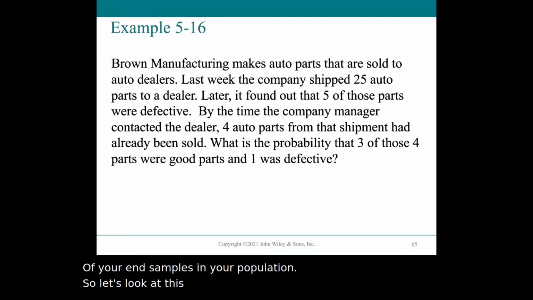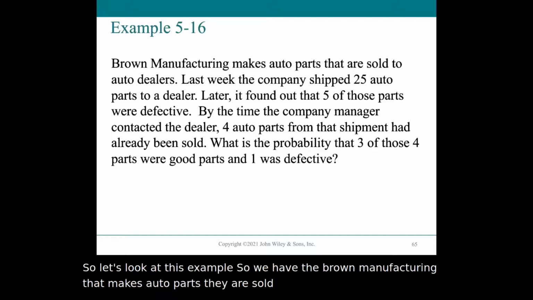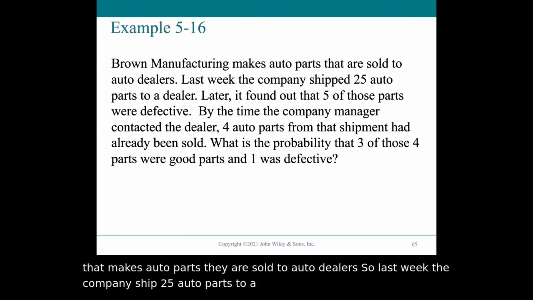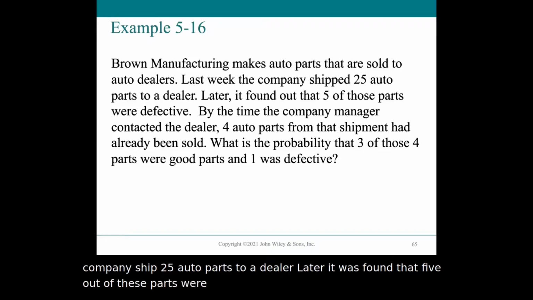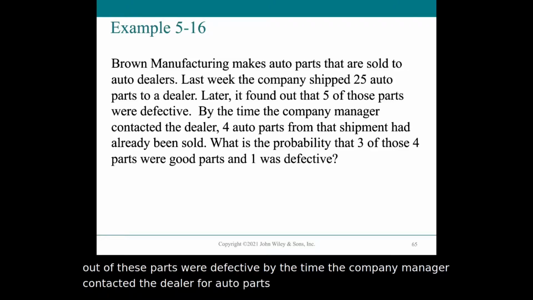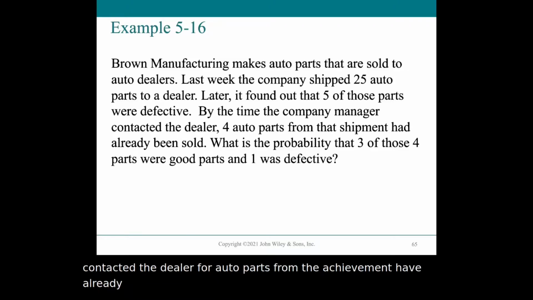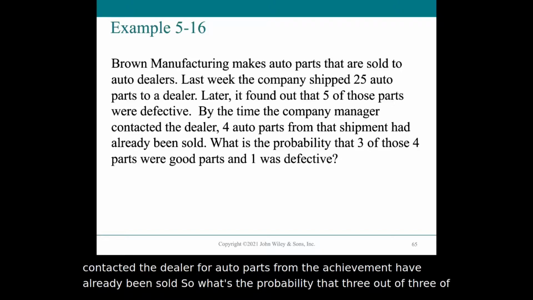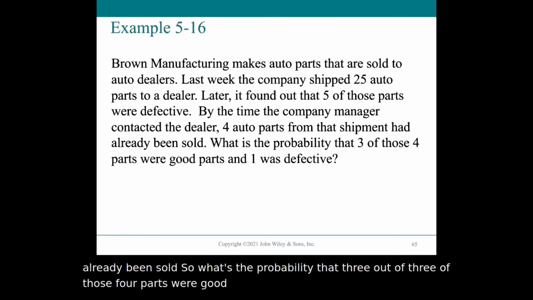So we have the Brown Manufacturing that makes auto parts. They are sold to auto dealers. So last week, the company shipped 25 auto parts to a dealer. Later, it was found that 5 of these parts were defective. By the time the company manager contacted the dealer, 4 auto parts from that shipment had already been sold. So what's the probability that 3 of those 4 parts were good parts and 1 was defective?